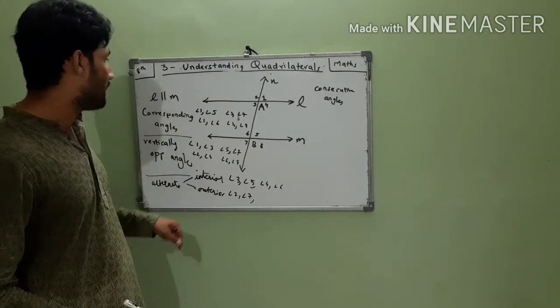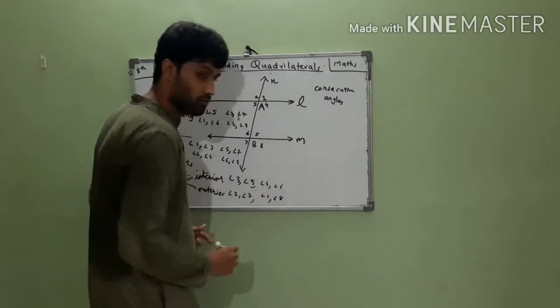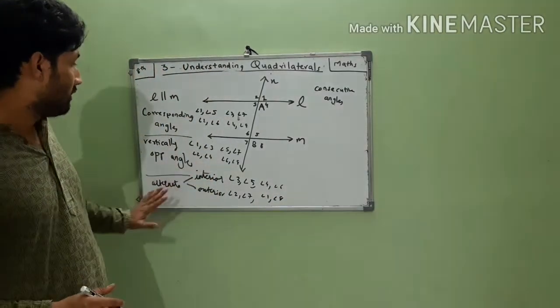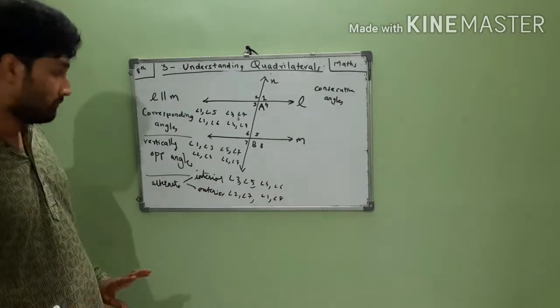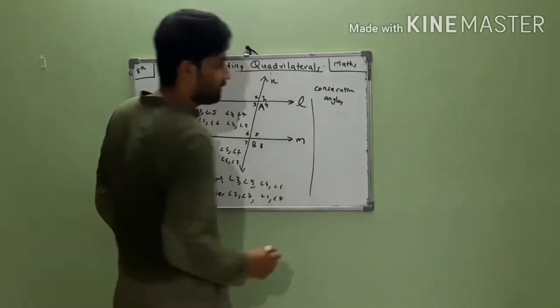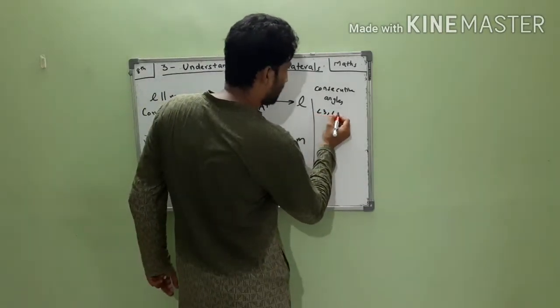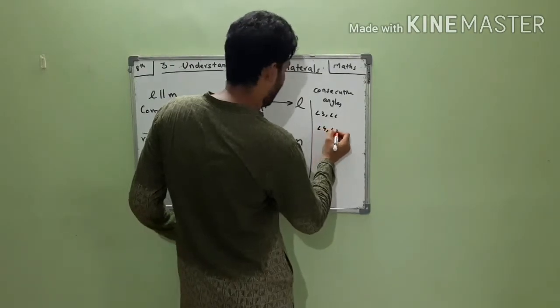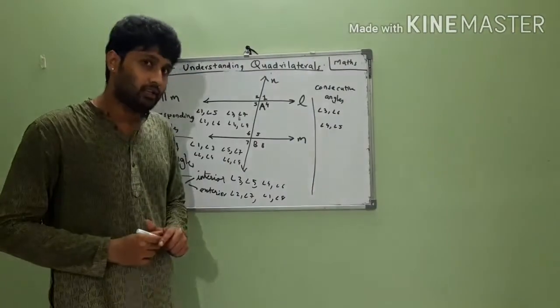And in exterior again will be angle 1 and angle 8. Right? And all these pairs are always equal. And consecutive angles pair will be angle 3 and angle 6, angle 4 and angle 5. Their sum is equal to 180 degrees.